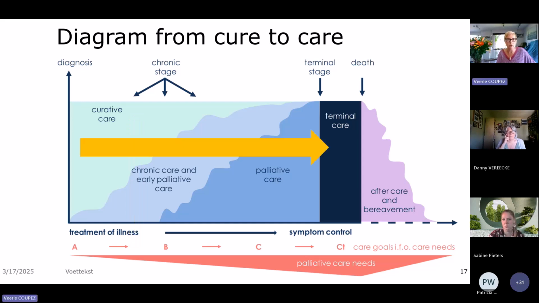Also, for Christophe, we see that the focus, I think, in the beginning will be on curative care, but also already a small need of a palliative care approach, especially when it's about advanced care planning. But we will know that during his disease trajectory, he will shift to the right very gradually because it's a frailty trajectory.